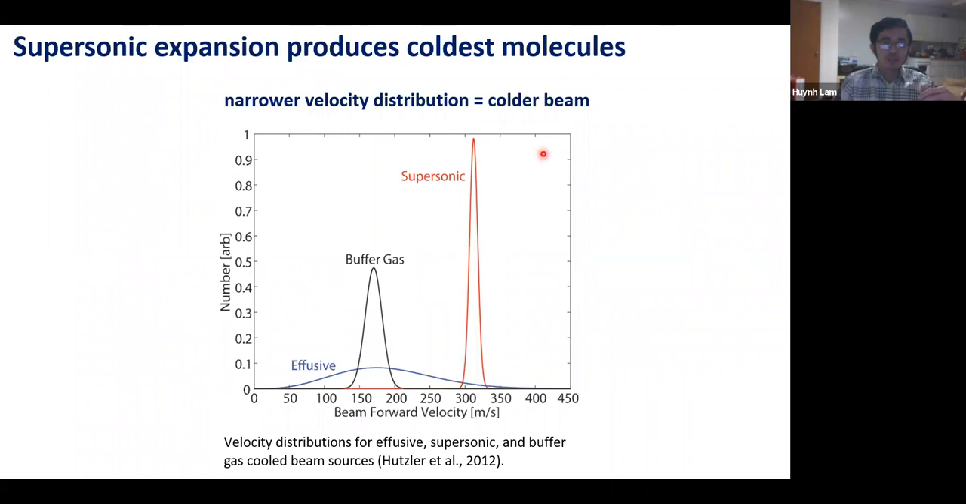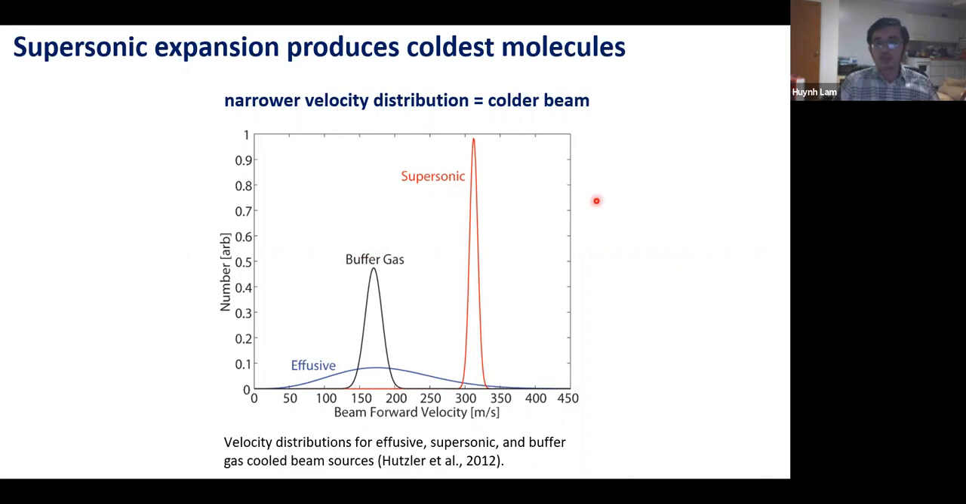So if we consider our first criterion about what's the temperature, then we see that supersonic expansion produces the coldest molecules. And as I mentioned earlier, the temperature of the molecules is closely related to the velocity distribution. And the narrower the velocity distribution, the colder the molecules. So in this figure here, you will see that supersonic has the narrowest velocity distribution, so it produces the coldest molecules. And is it colder than buffer gas? And buffer gas will be colder than effusive gas jet.